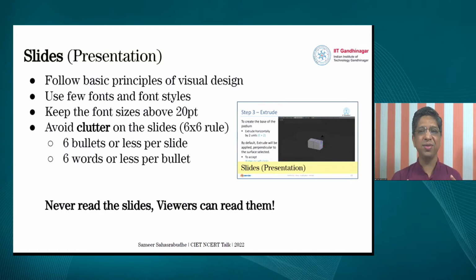This kind of constraint is not very hard and fast. As you can see, there could be sentences with more words also. For example, the last sentence I've written here: never read the slides because viewers can read them. Right? So you don't have to actually read out everything that is coming on the screen. Therefore, avoid direct reading of the slides. Instead, you can speak around that topic, you can paraphrase those points. Use these bullet points only to explain things.